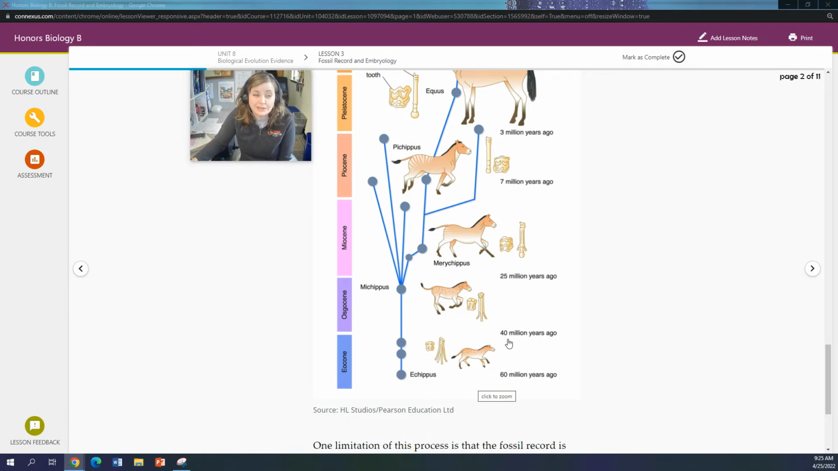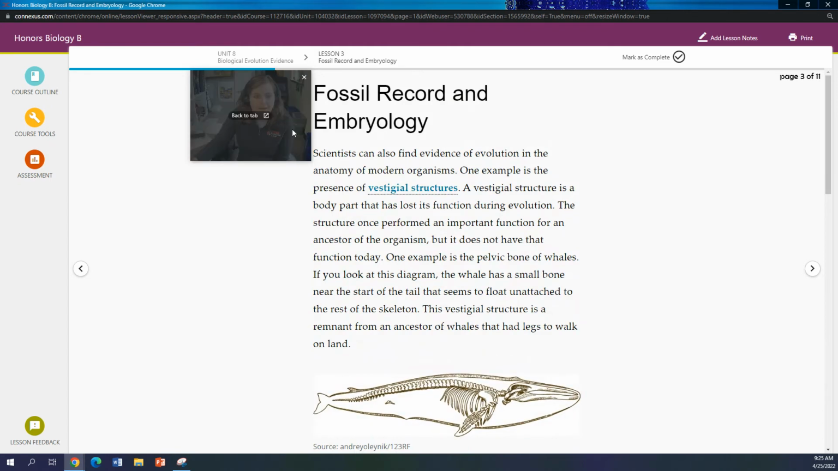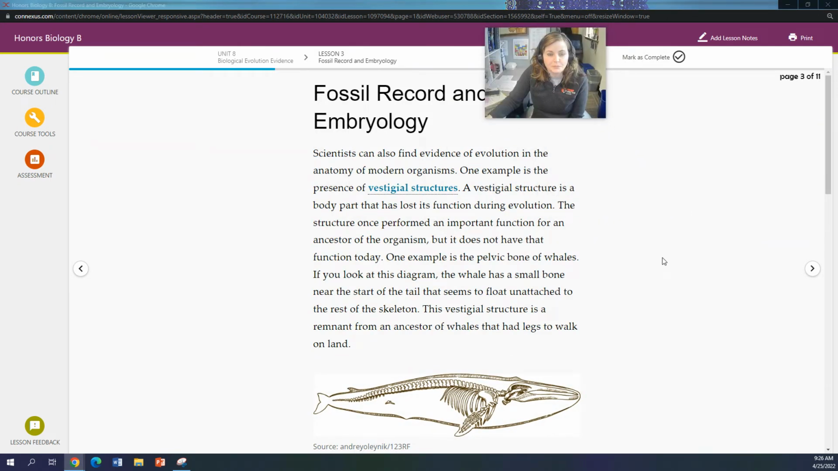We actually have a pretty darn good look at the lineage of horses. It's actually one of the most complete fossil records, but there's a lot of ones we don't have as complete of a picture for. So another thing we can look at for evidence is something called vestigial structures. And a vestigial structure is something that probably had a function at some point in the past, but it no longer seems to have a function today.